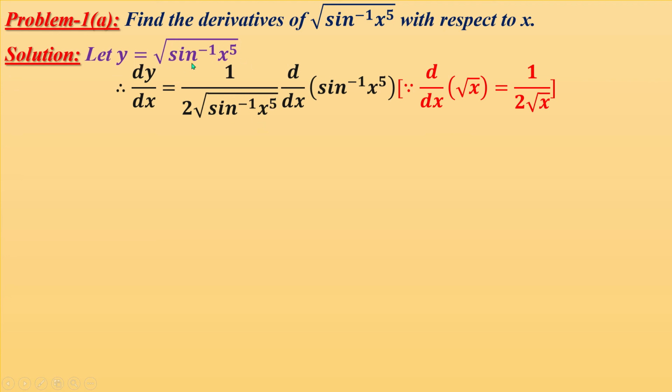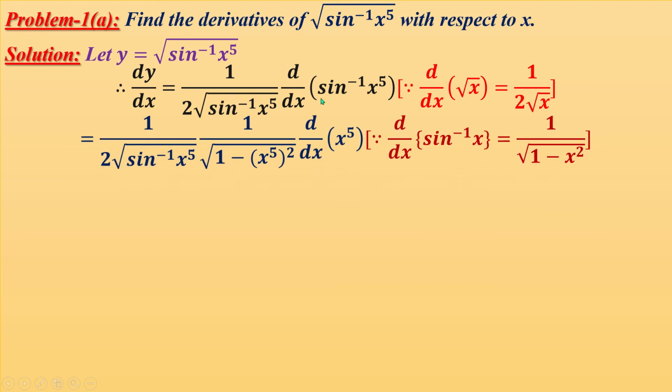As here is not x, we have to differentiate this again, that means d/dx of sin inverse x to the power 5. This part is the same, and d/dx of sin inverse x is equal to 1 divided by square root of 1 minus x square. As here is x to the power 5, here will be x to the power 5 whole square, and d/dx of x to the power 5.